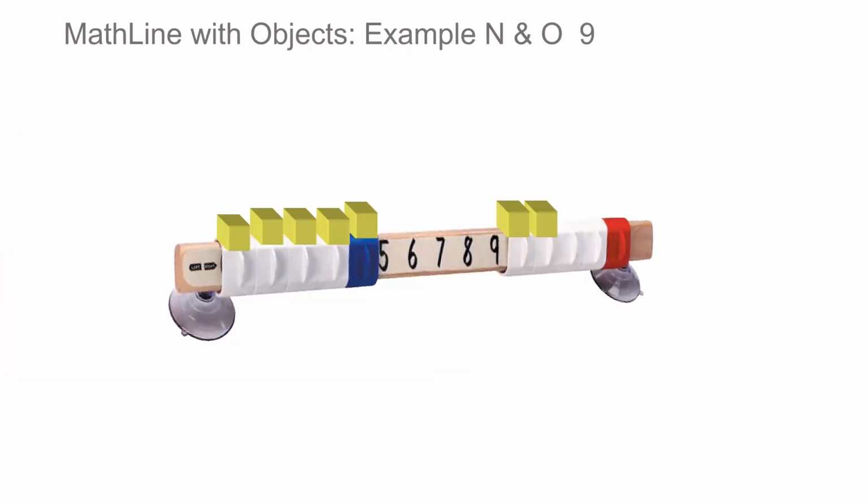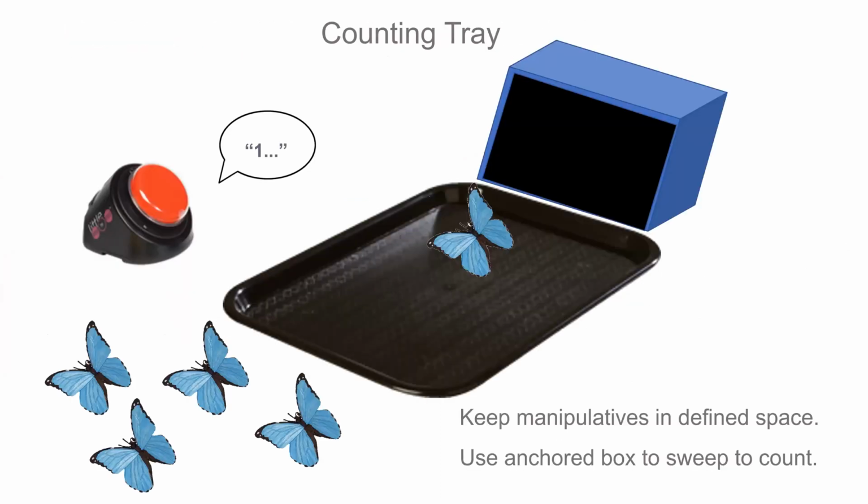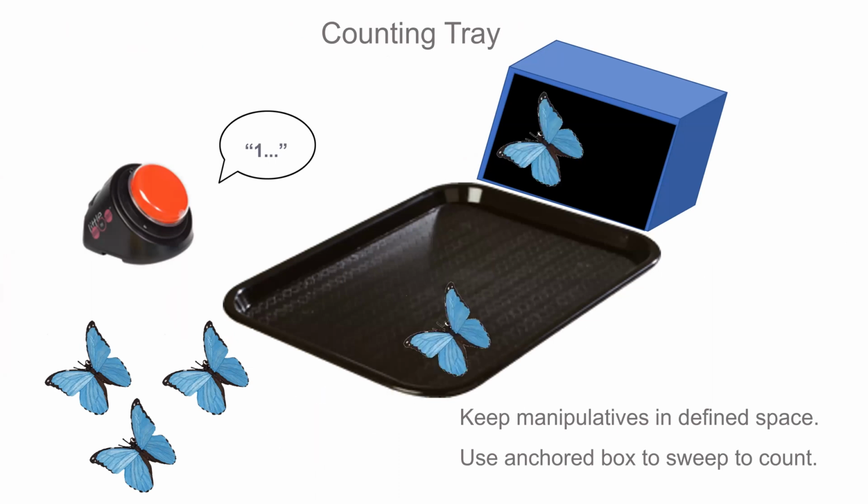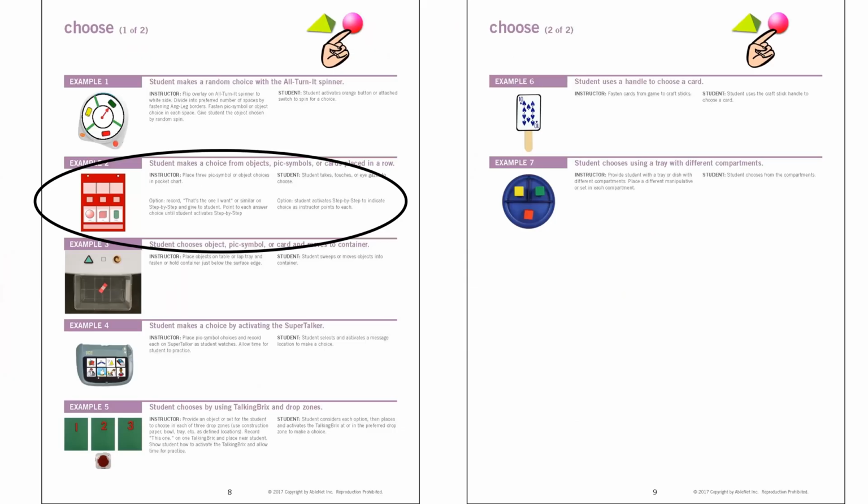I could do the same with objects attached to the math line. I could do this with anchoring the tray and the box with an open end this way, and my student can sweep the butterfly in and say 1 with a step-by-step, and then I place the next one and so on. Now, there are ways to support students choosing, right? We have a pocket chart included, so you can put objects and pictures in. There's a variety of ways to do that. So if you're wondering, how can I have a display that will work for my student, you've got ideas there.